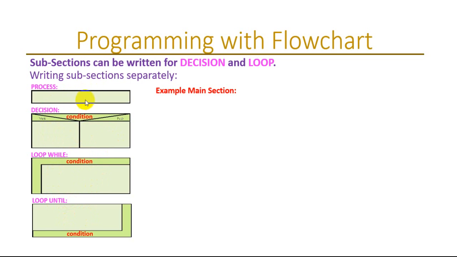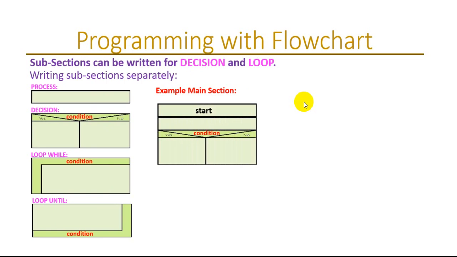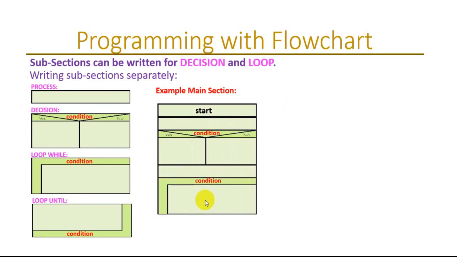So most of the time, process is the main part of any flowchart. Okay, so let's get a main section. How do you write it? You say start. You do some process. You have a condition. Then you have some other process. You have another loop and another process, and then end.